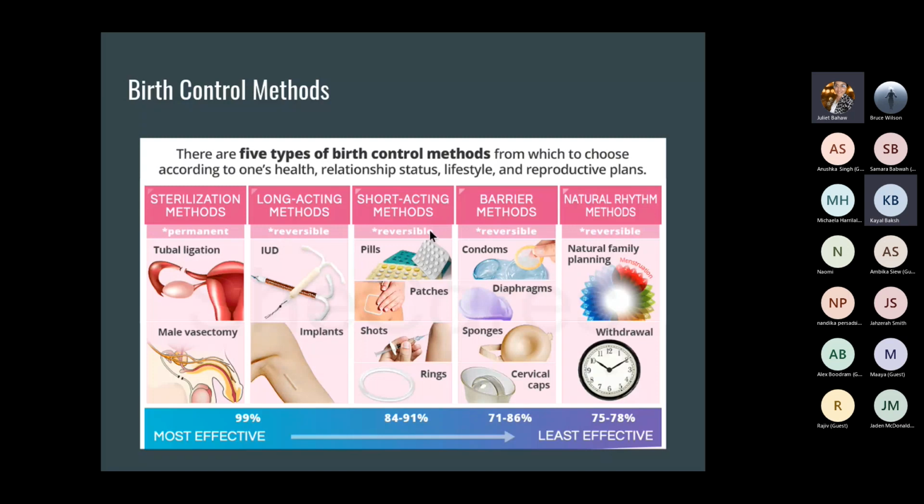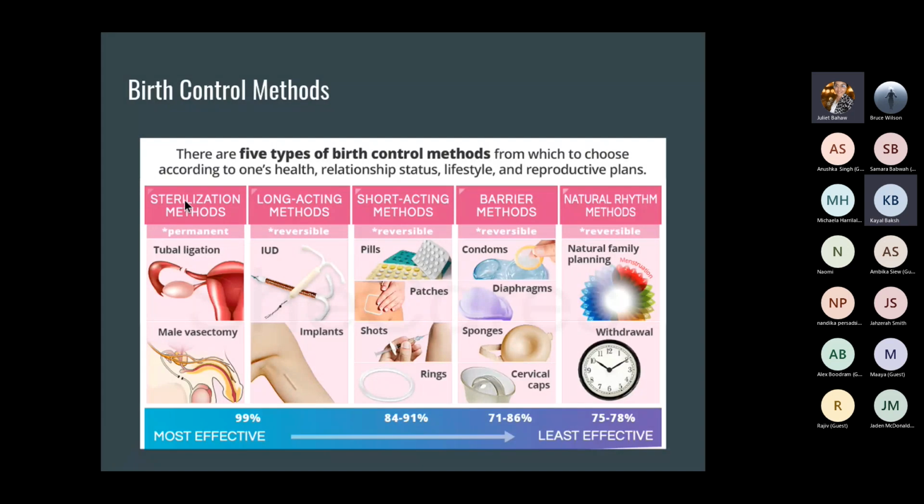And if you notice, they're reversible. Barrier methods barricade or prevent sperm cells from meeting the egg. Then you have your natural rhythm method. Natural means no chemical use, nothing to purchase, just natural ways. You will also hear the term chemical methods. That would be when you're taking some kind of pill, patch, shot, or ring. The short-acting methods are examples of hormonal or chemical methods. So that's also a category name.